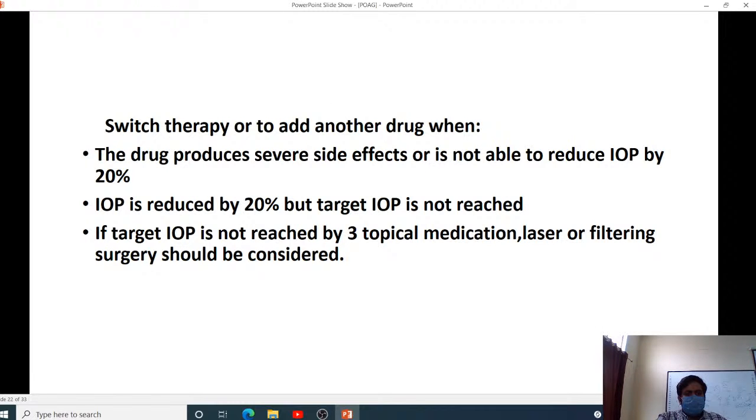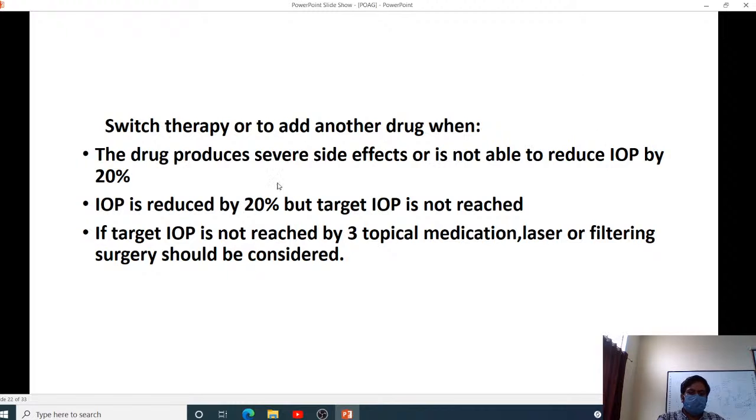Then what is the criteria for switch therapy or adding any other drug? If the drug produces severe side effects or is not able to reduce IOP by 20%, then we have to either switch therapy or add another drug. Or if IOP is reduced by 20% but target IOP is not reached, then also. And if target IOP is not reached by 3 topical medications, then we have to go ahead with laser or filtering surgery.